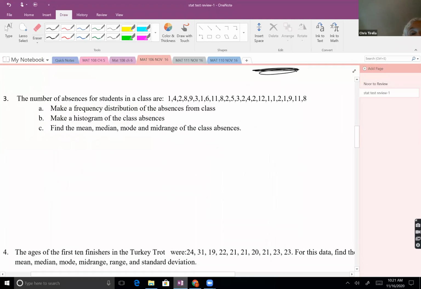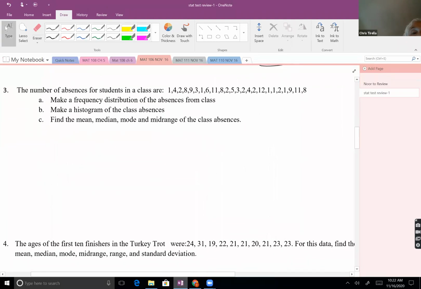I have here a list of class absences. I want a frequency distribution. From that, I'm going to make a histogram. Then I'm going to find the mean, median, mode, and mid-range. So for the frequency distribution, this one is not grouped. So I'm going to have absences, and then the frequency, or the number of students. And the absences go from 1 to 11.